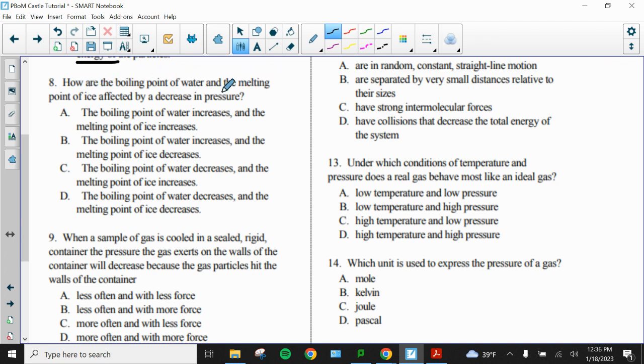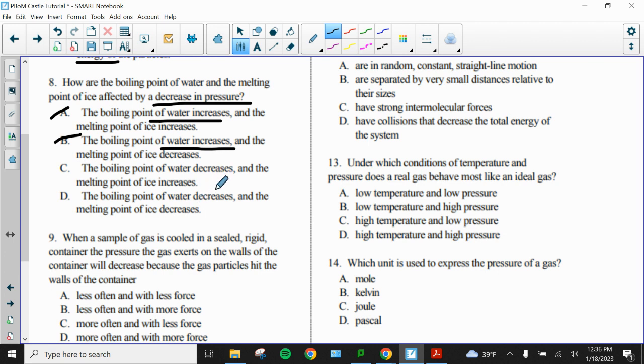How are the boiling point of water and melting point of ice affected? This is a question that I just removed from the test. This is very tricky. This is also by decreasing pressure. This is the bell jar that I did for you at the front of the room when I made water boil at room temperature. When I decreased the pressure on the system, I lowered the boiling point. So wherever it says boiling point increases, that's wrong. So the boiling point does definitely have to decrease.